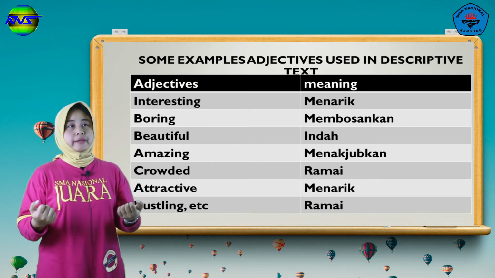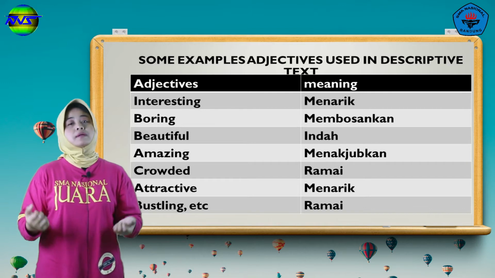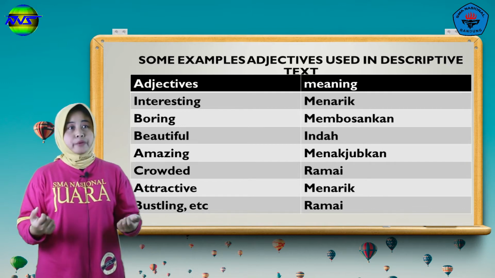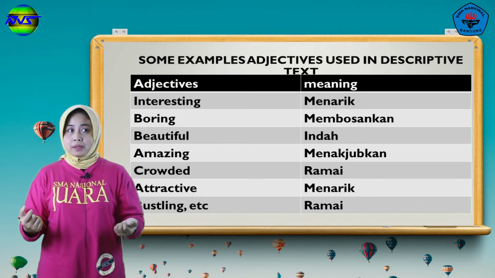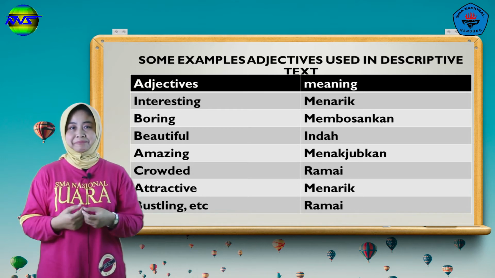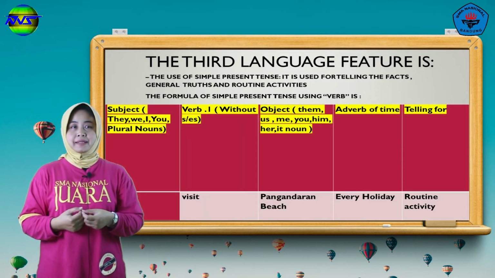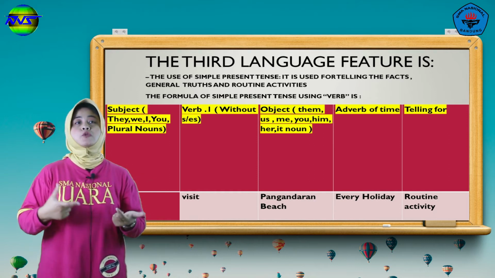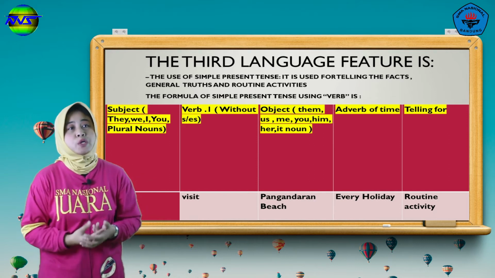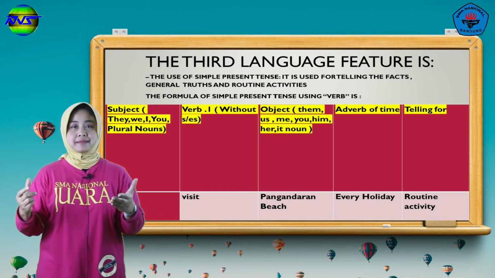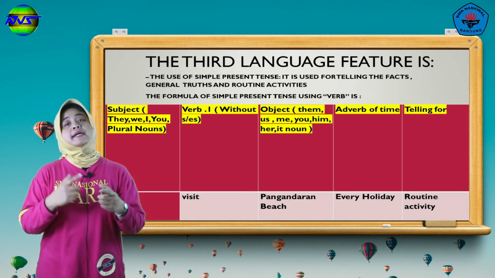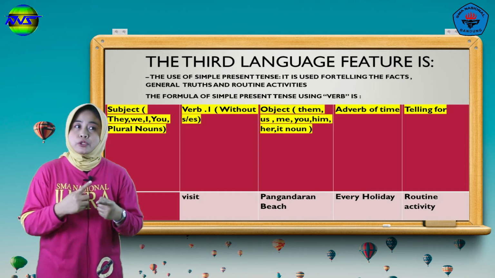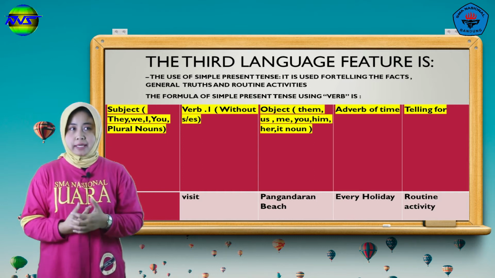Interesting, boring, beautiful, amazing, crowded, attractive, bustling, and so on. And then, students, now we will enter the third language feature, which is the use of present tense. It is used for telling the facts, the general truth, and the routine activities.